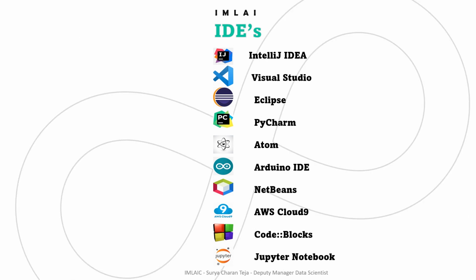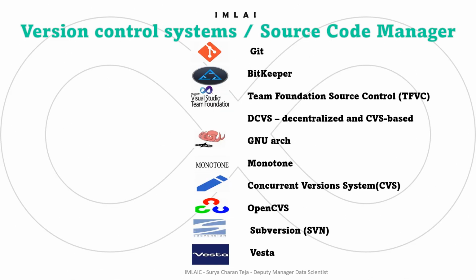So then we will move on to the other stuff. Once you develop your code, you have to push it to the version control systems or source code manager. Basically, of course, you will push this into some GitHub. But before that, to make these things possible, if you have to push or pull that code, you need some source code manager or version control system.